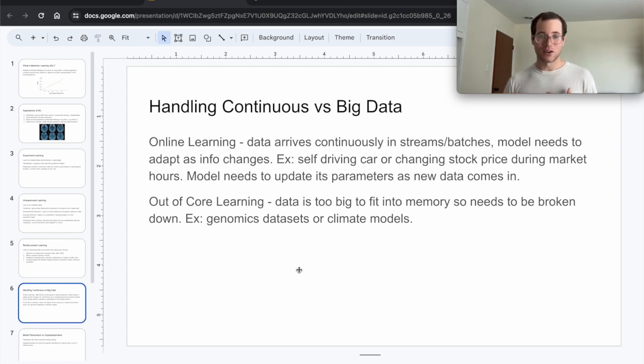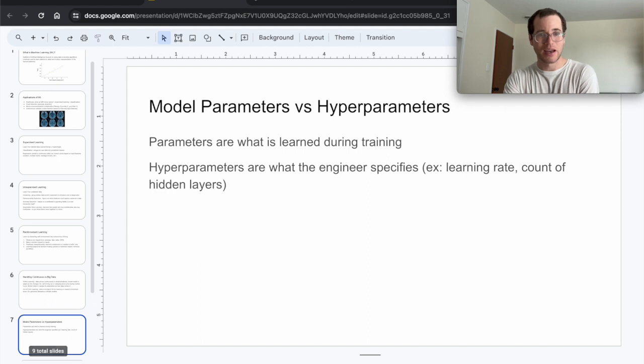Then we have another thing called out of core learning, and this is where your data is just too big to fit into memory, so you need to break it down into smaller chunks to process it. An example of this would be genomic data sets or climate models, where the amount of data, its volume, its size is just too big for a computer to process at a given moment. And so it requires different techniques to be able to train those models and use them.